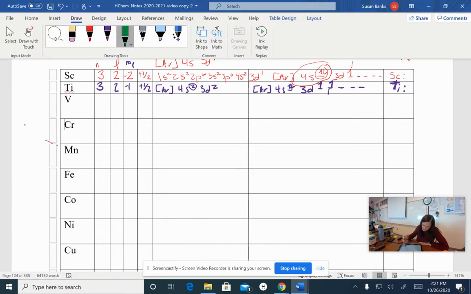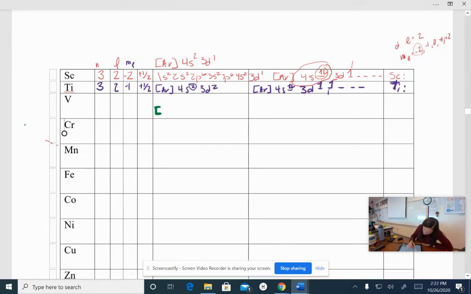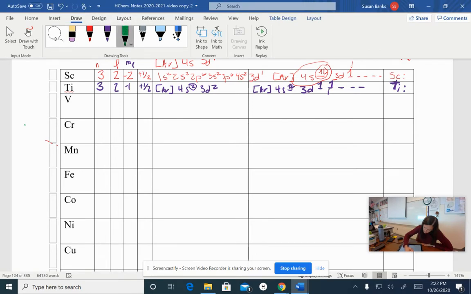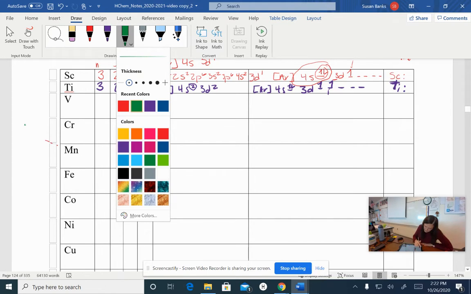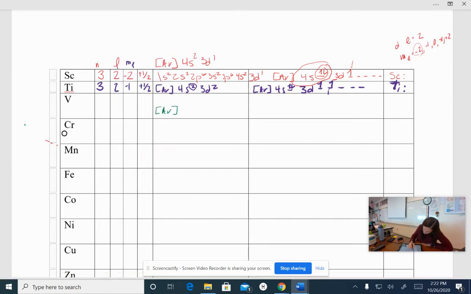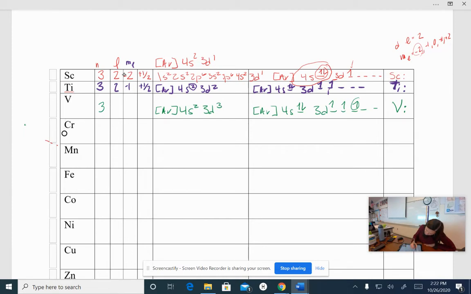Okay, vanadium. Here we go. Argon. Oh, that is too thick. I don't want it that thick. Let's see if we can make it thinner. Okay, there we go. We're going to have argon, 4s2, 3d3. So argon, 4s, up and down. 3d, 1, 2, 3, 4, 5, up, up, up. So this will give our vanadium dot picture just 2 valence electrons. That last electron was in the third energy level. It was a d orbital. It was the 0 orbital, and it was a positive 1/2.